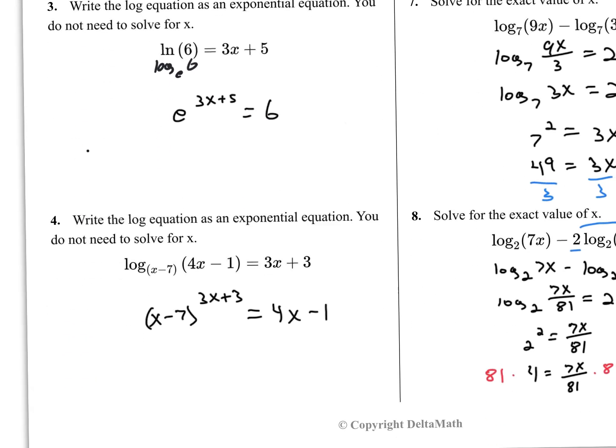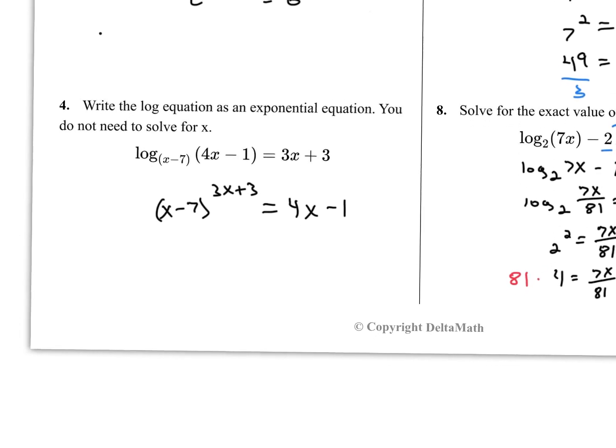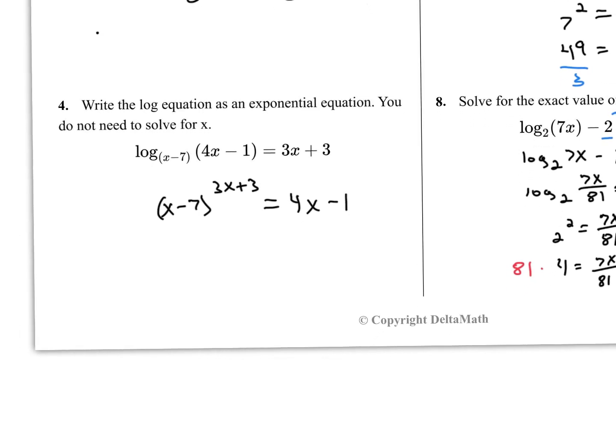All right, and then number four, this is the last one where we're just writing it as an exponential equation. This one looks complicated, but it's log base x minus 7 of 4x minus 1 equals 3x plus 3. Well, this x minus 7 is your base, and the exponent becomes the 3x plus 3, and then it equals the 4x minus 1. So that's just taking a log equation and writing it as an exponential equation.